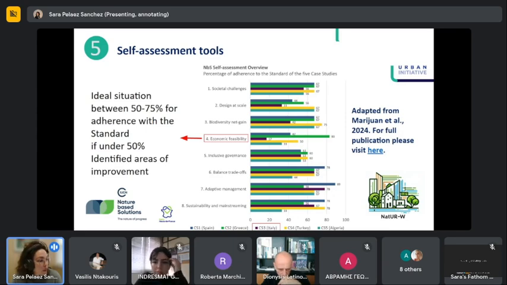I want to draw your attention to the case study of Italy, which regarding economic feasibility gets only an adherence of 17%, which is pretty low. It rates as insufficient. What happened here? As also referred to by what Gus mentioned before, this case study was purely research and innovation. It was an NbS designed by a research institution, so the focus really was not commercial at all.